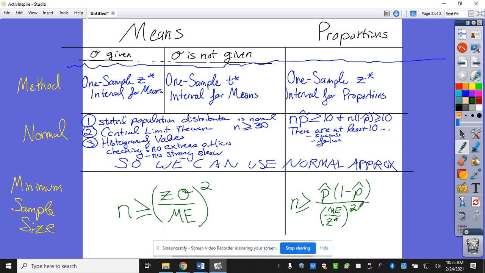I will say when we put stuff together, one of the most common mistakes is probably people trying to use central limit theorem when it's a proportion, which you cannot do. One of the worst mistakes, obviously you should know that, but you definitely do not want to get z and t mixed up.